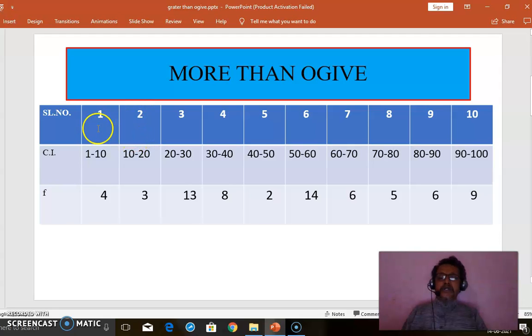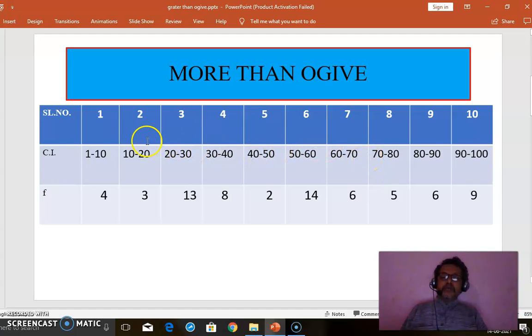Here 1 to 10 are the serial numbers. This is the class interval and this is the frequency. 10 to 20, 3; 20 to 30, 13; 30 to 40, and so on; 70 to 80, 5; 80 to 90, 6; 90 to 100, 9. Totally, if you add, 70 frequencies are there. So you have to draw a graph for this ogive.